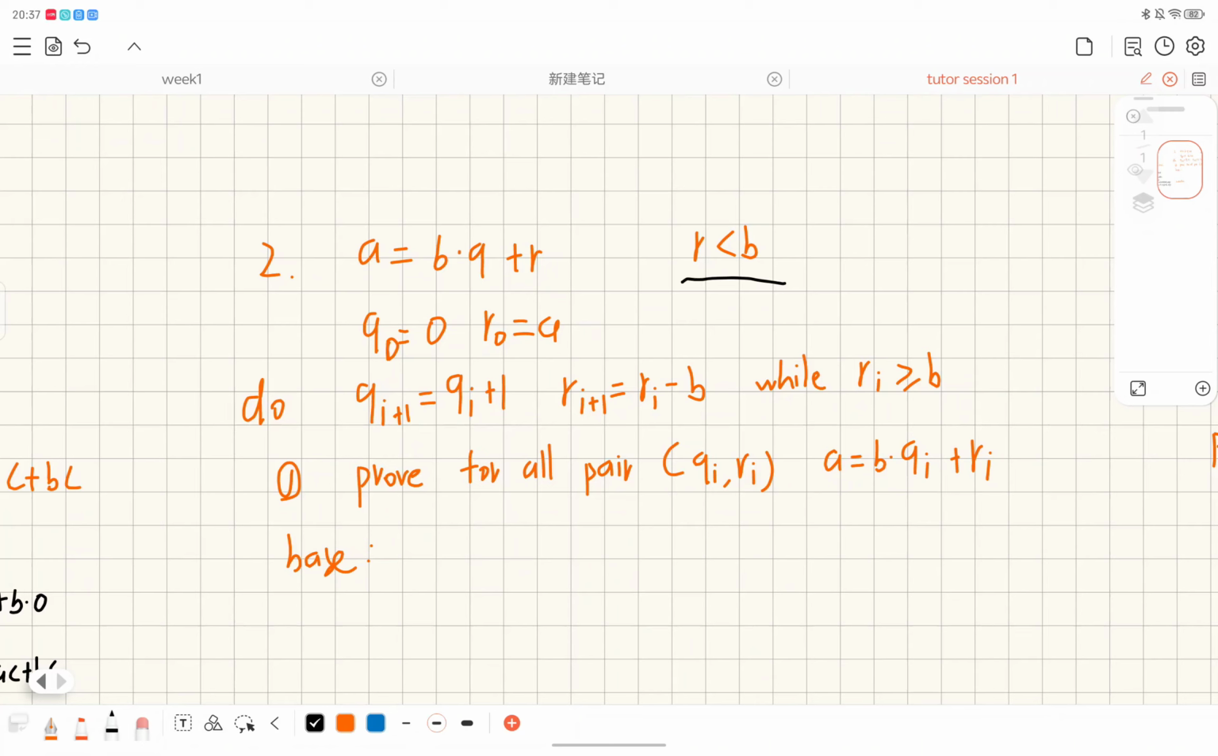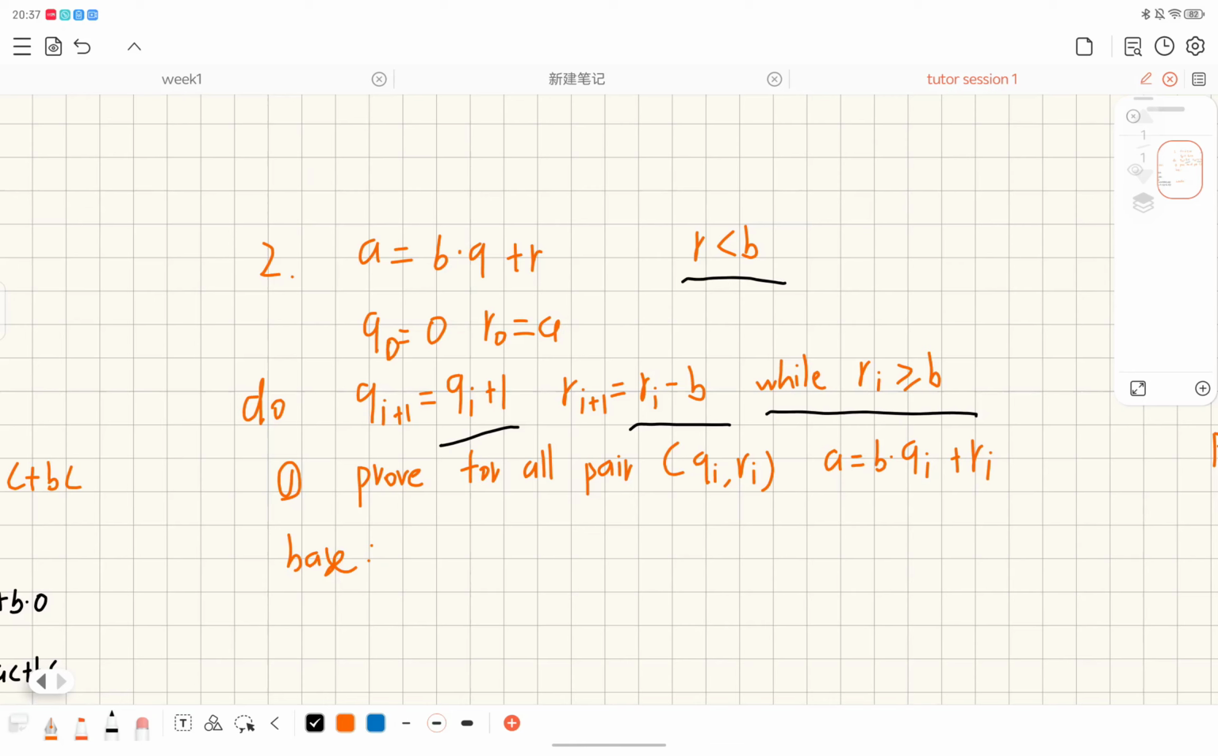Firstly, I set Q0 equals 0, and R0 equals A. And what I want to do is Qi plus 1 equals Qi plus 1, and Ri plus 1 equals Ri minus B. And I want to redo this several times until I finally get some R smaller than B. So I write here, while R is larger than B, I just redo this. And B is always larger than 0, right? So R keeps decreasing.